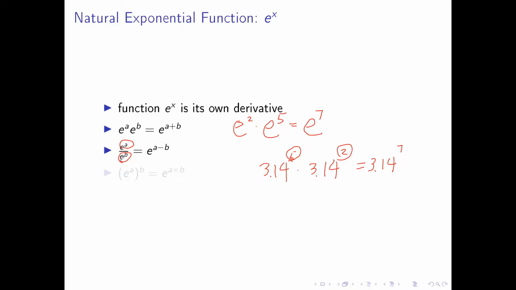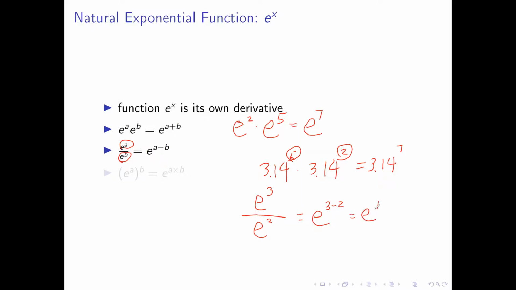So here I can give you an example, right? e raised to the power of 3 divided by e raised to the power of 2. Then we get e raised to the power of 3 minus 2, equal to e raised to the power of 1.